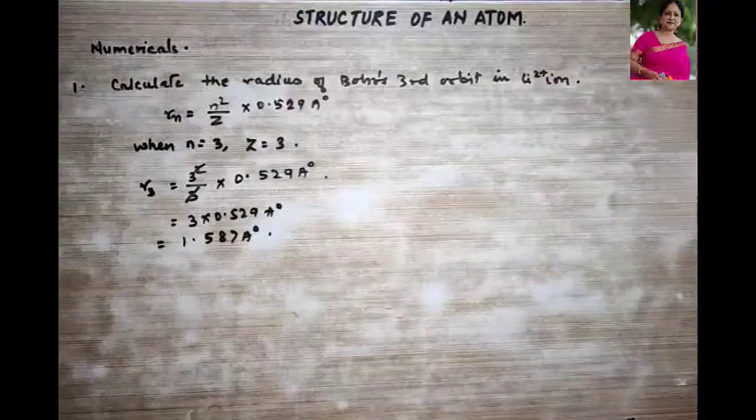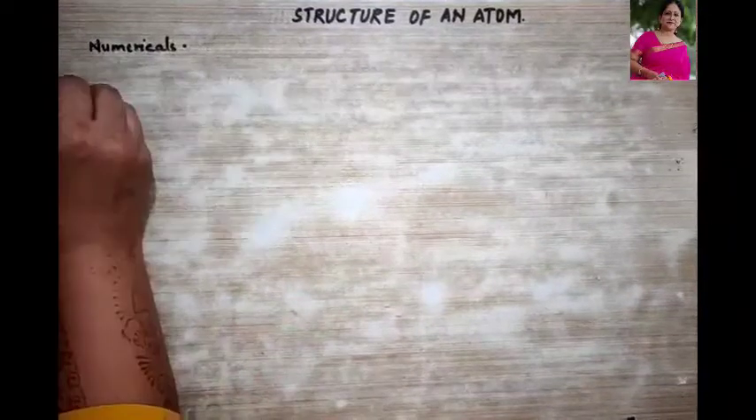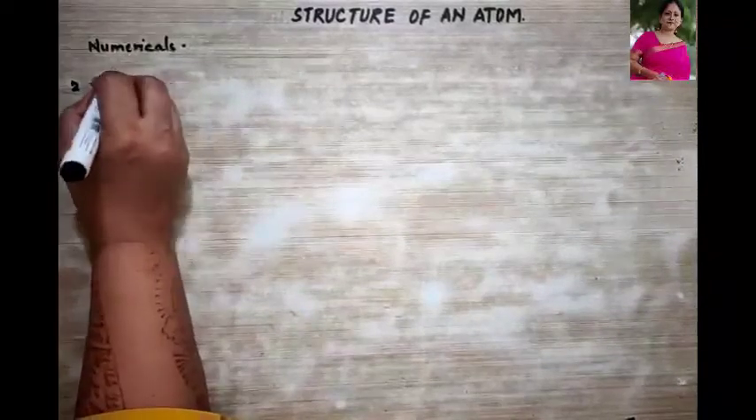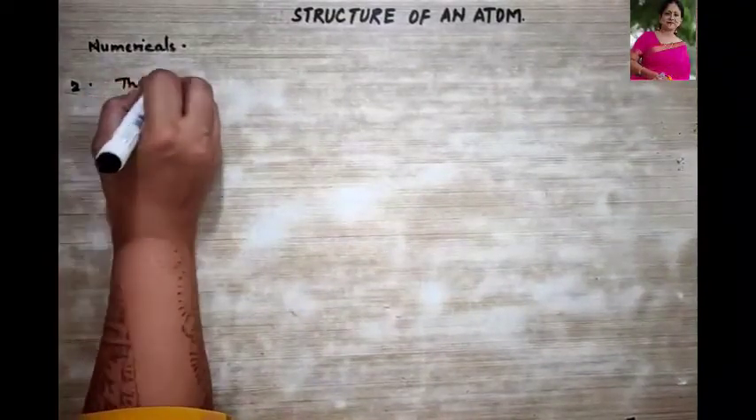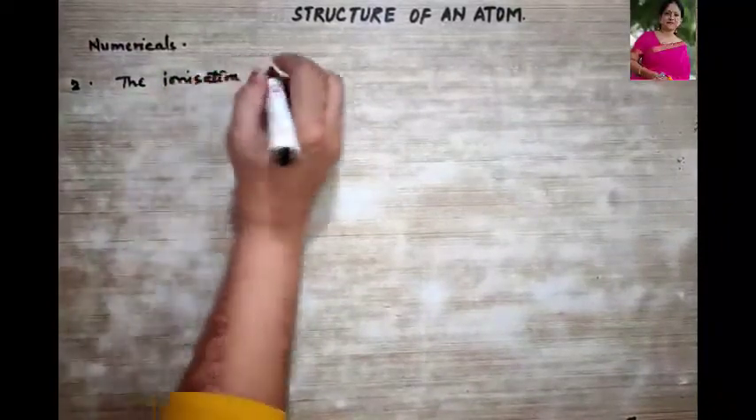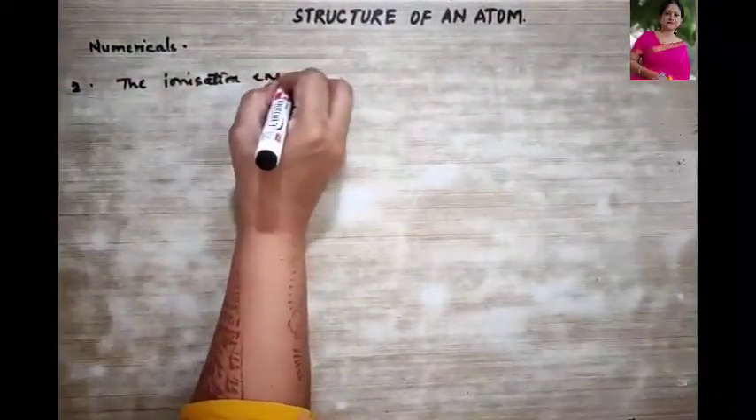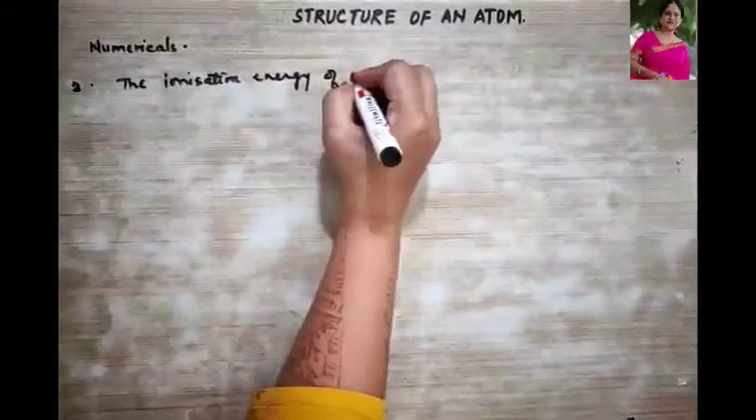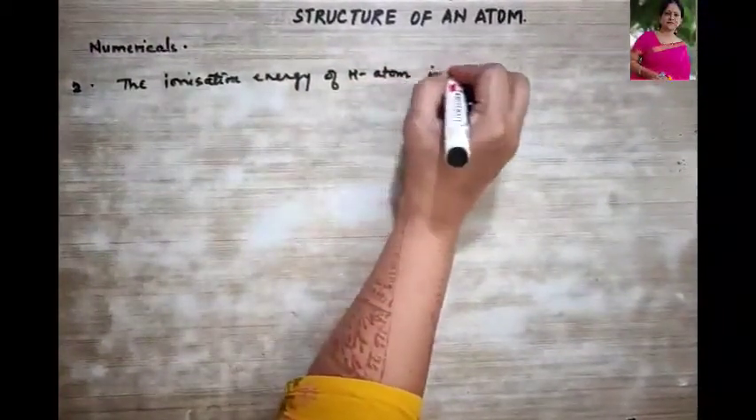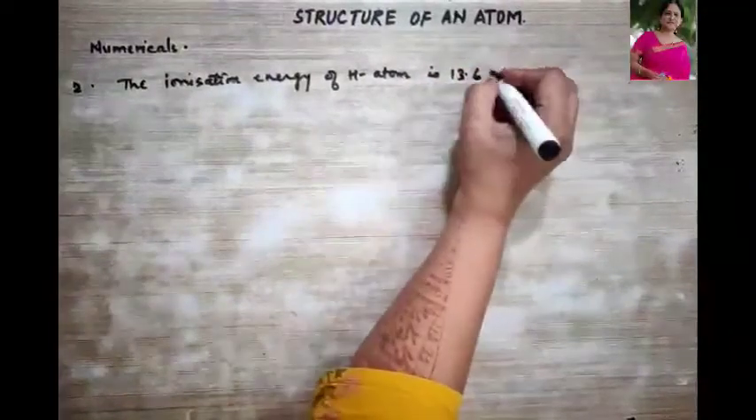Then moving to the next question. Now let us look at the second question. It says the ionization energy of hydrogen atom is 13.6 electron volts.